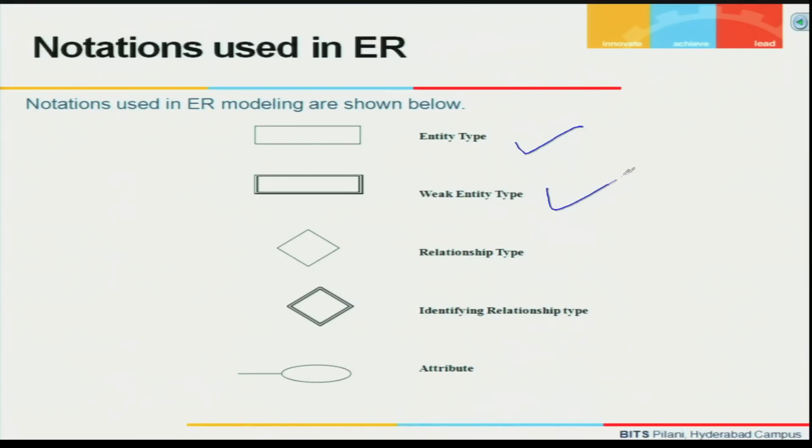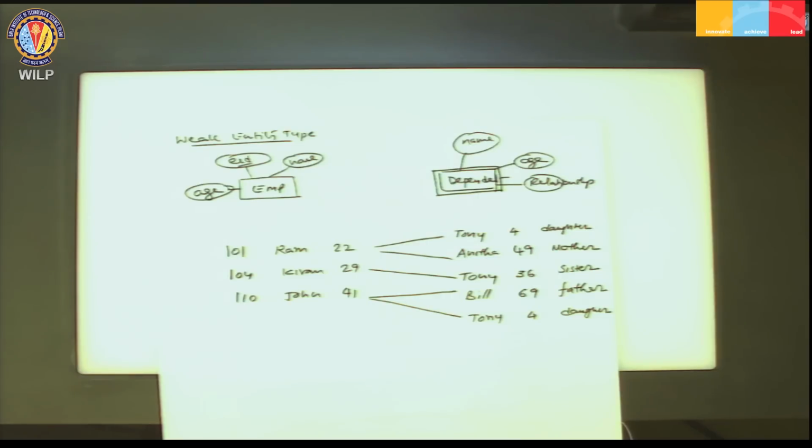Next we have weak entity type. Normally all entity types will have at least one key, which provides unique identification to the entities available in that set. But sometimes, in some cases, some entity types will have properties or attributes, but none of the attributes may be able to provide unique identification to the entities in that set. Such kinds of entity types are called weak entities. Now to understand this concept of weak entities, let us have a look at this example.